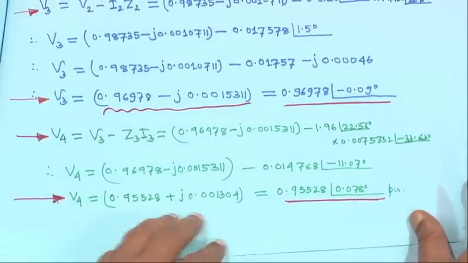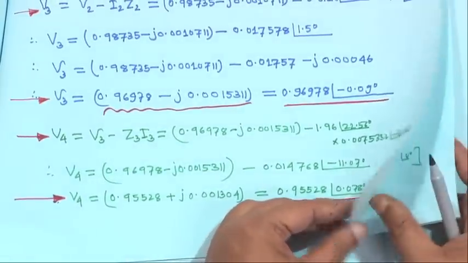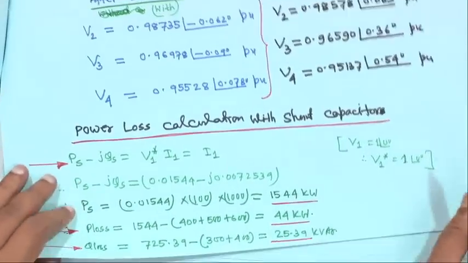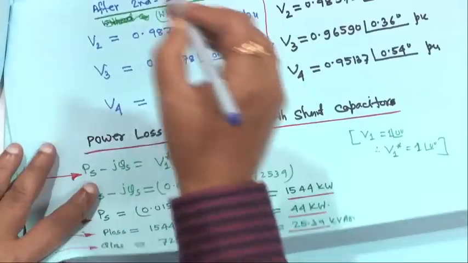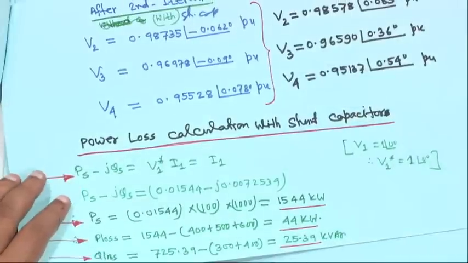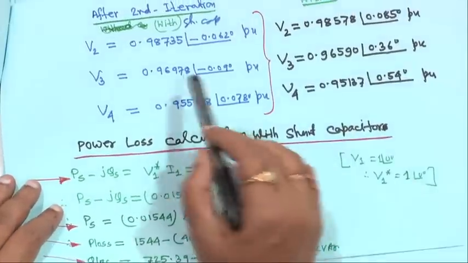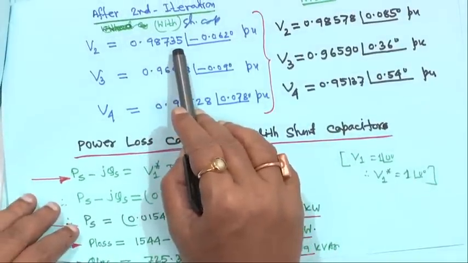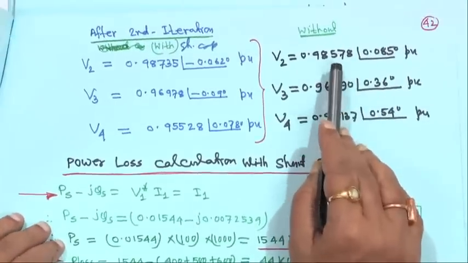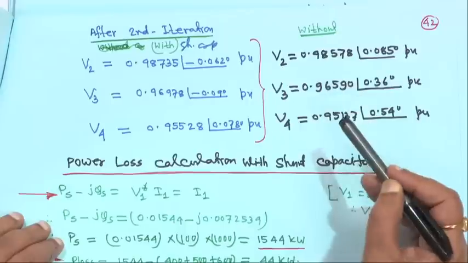So, this is only when you are taking capacitors, therefore, just see the comparison. After second iteration, this is with shunt capacitor, right. So, after second iteration V 2 is 0.98735, here it is 0.98578. So, there is a slight improvement, because it is a small system.